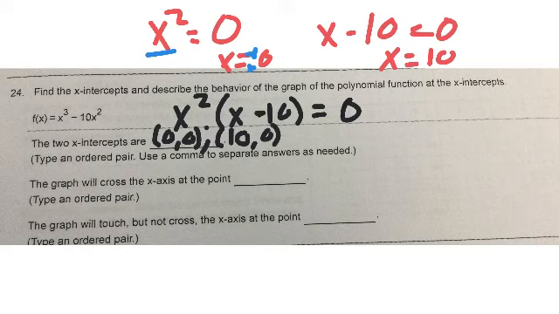So at 0, the graph is just going to touch the x-axis, not cross it. So right here, it touches at (0, 0), and it's going to cross at (10, 0), because that's the x-intercept with a multiplicity of 1.